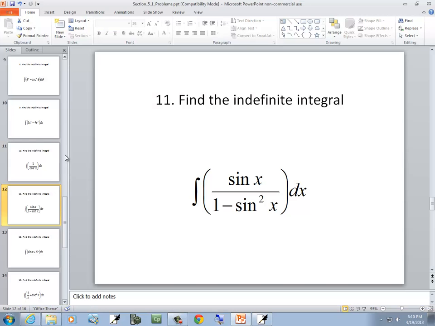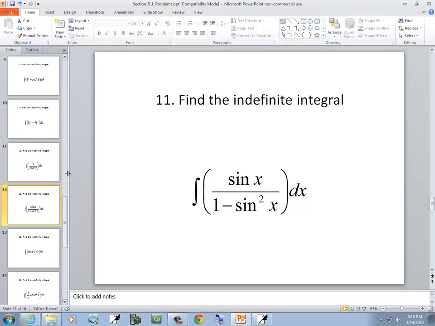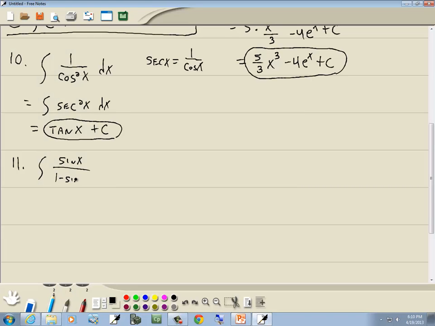Got the integral of sine x over 1 minus sine squared. Now if I go up to my formula up there, there's really nothing that looks like this. I mean, we have the integral of sine, integral of cosine, but we don't have anything that looks like this. But recall from trig that sine squared plus cosine squared is equal to 1.